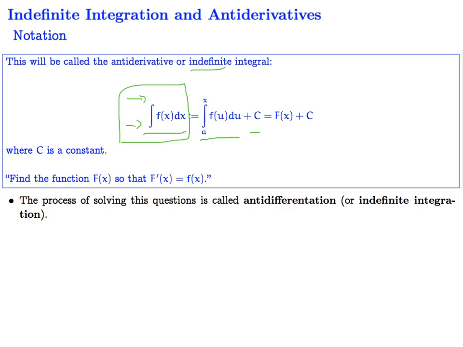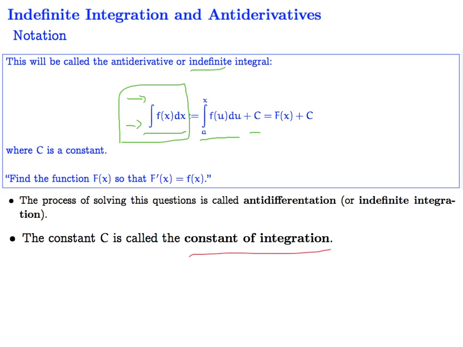Now we're going to have about 7 billion notes down here, so get ready to write quite a bit. This process of solving this type of question or challenge is called anti-differentiation. It also goes by the name indefinite integration. The constant c you see there is called the constant of integration. This is incredibly important. Do not forget to put the constant of integration at the end when you solve a problem. We'll see some examples, and it's very, very important to do this.